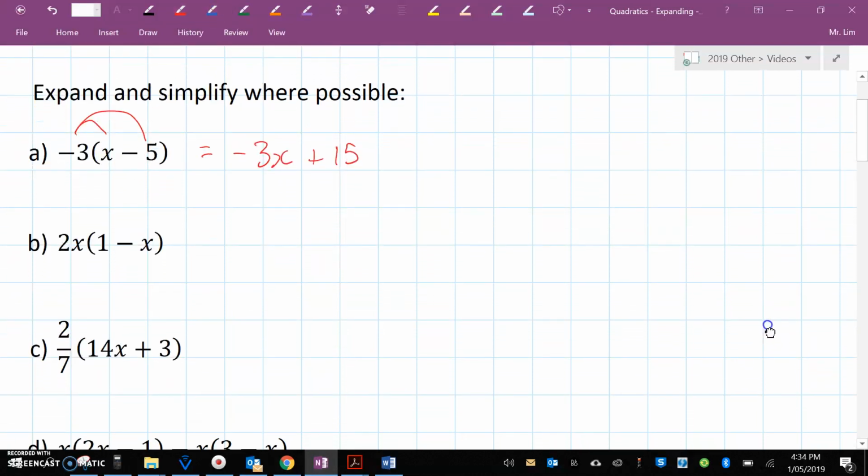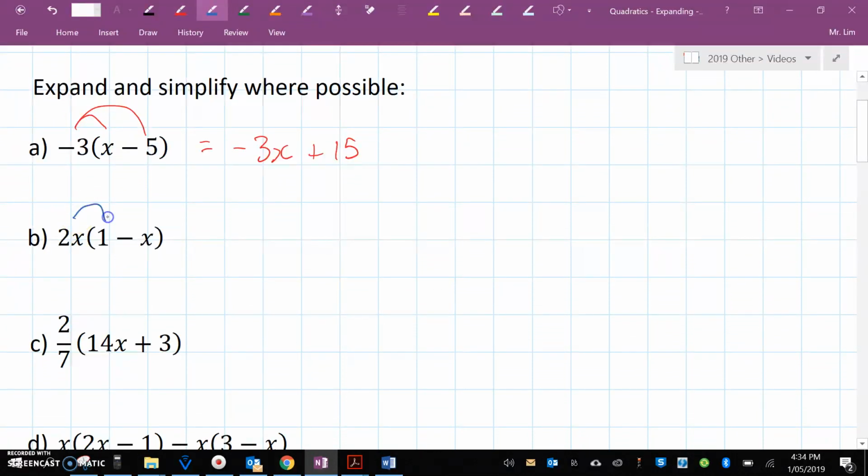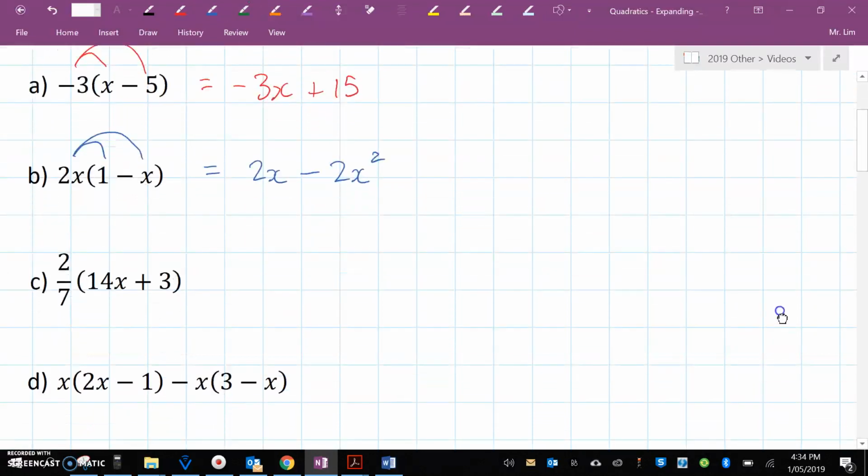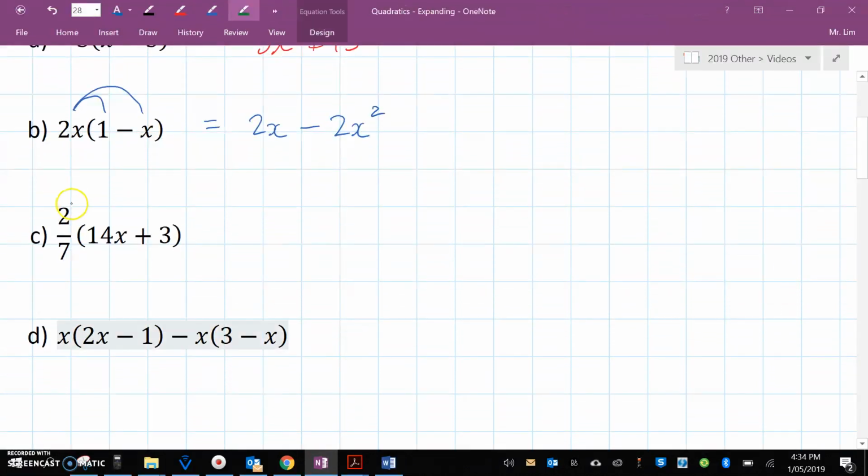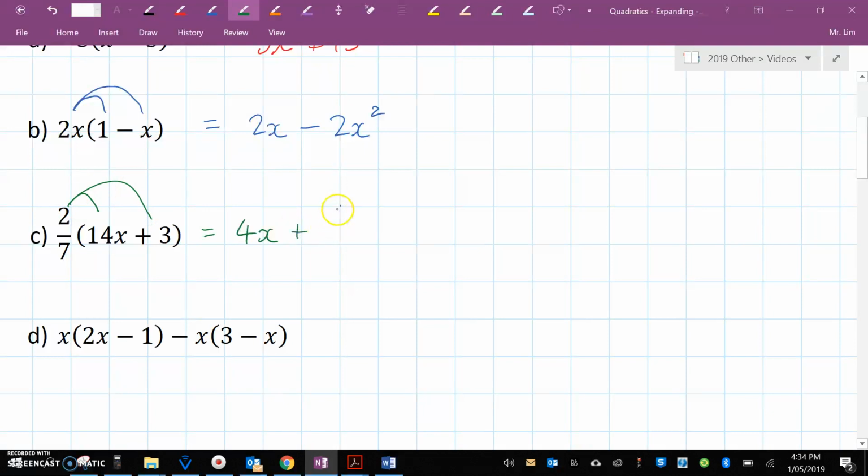Question B says 2x times 1, which is 2x, 2x times minus x, which is minus 2x squared. Question C. 2 over 7 times 14x, 2 times 14 is 28, 28 divided by 7 is 4, so that gives us 4x. And 2 over 7 times 3 is positive 6 over 7.